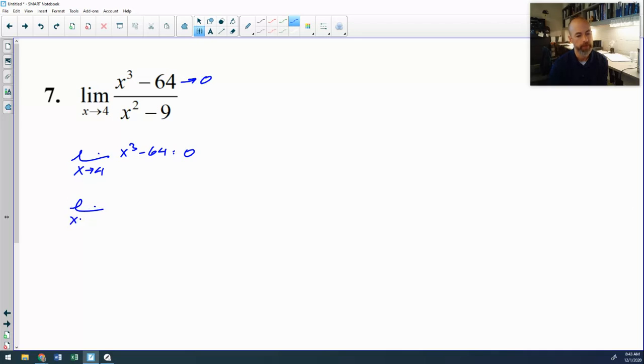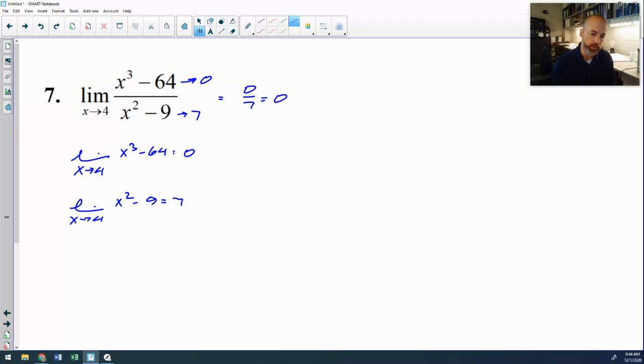My bottom, x approaches 4 of x squared minus 9. Plug in 4. 4 squared is 16. Minus 9 is 7. Ooh, that is not indeterminate. You always want to test first to make sure you are in indeterminate form. This actually just ends up equaling 0 divided by 7. That is very determinate. 0 divided by 7 is 0, and that's the answer to that limit.